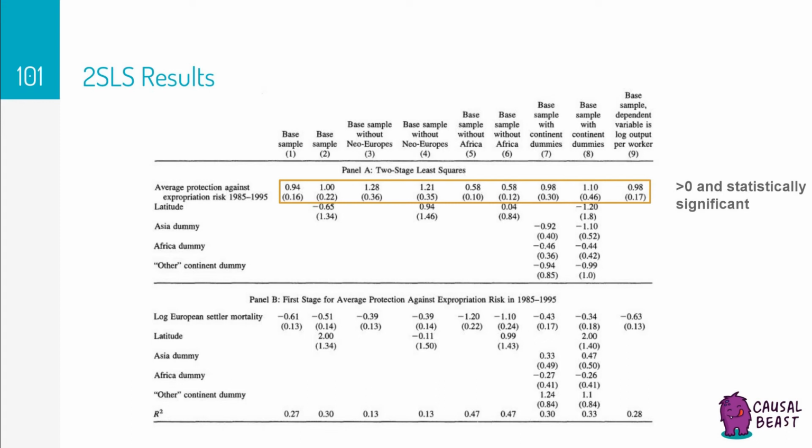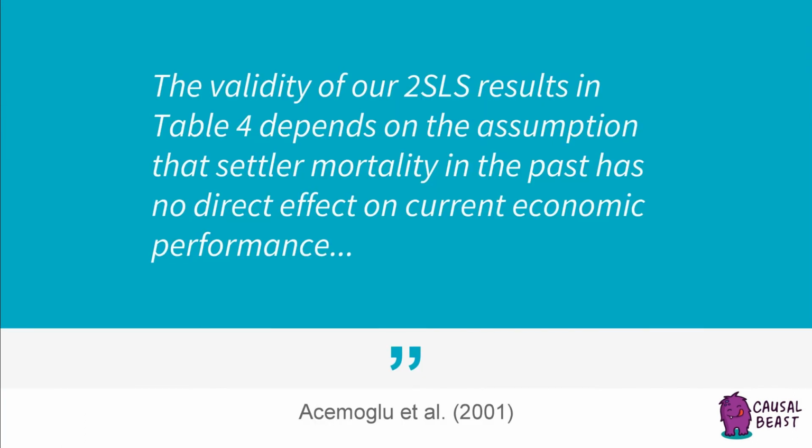In panel A, the top area of the table, we can see the results of the second stage regression. The main finding here is 0.94, the coefficient on average protection against expropriation risk. This number is an estimate of the true causal effect of institutional quality on GDP. Because it is positive and statistically significant, the authors conclude that there is indeed a true causal effect of property rights on economic development. And lastly, the researchers add a qualifier that none of the results matter if the assumptions in an instrumental variable analysis are not met.